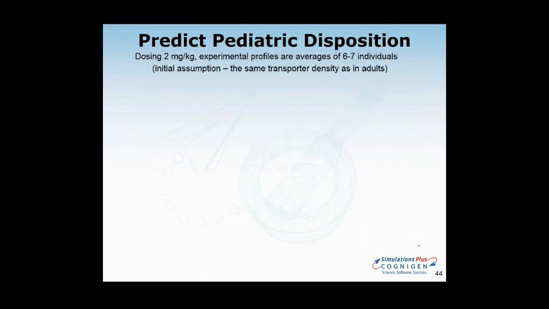And again, because we did not have information about the ontogeny of the transporter, we started with the assumption that the transporter density would be the same as in adults, meaning the expression per tissue size stays the same as in adults, and the total expression was just changed by tissue size itself.